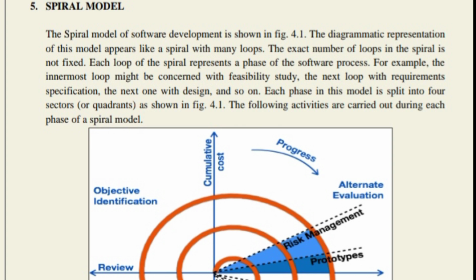For example, the innermost loop might be concerned with feasibility study, the next loop with requirement specification, the next one with design, and so on. Each phase in this model is split into 4 sectors or quadrants as shown in the figure. The following activities are carried out during each phase of a spiral model.